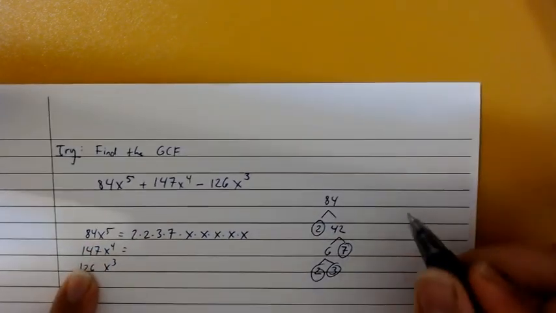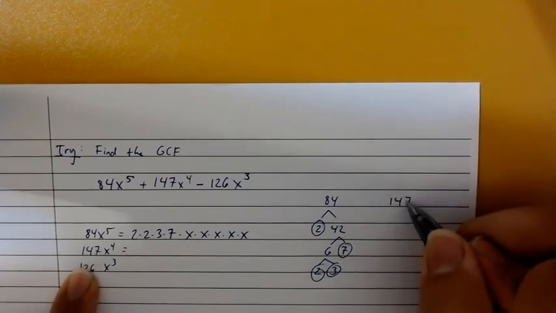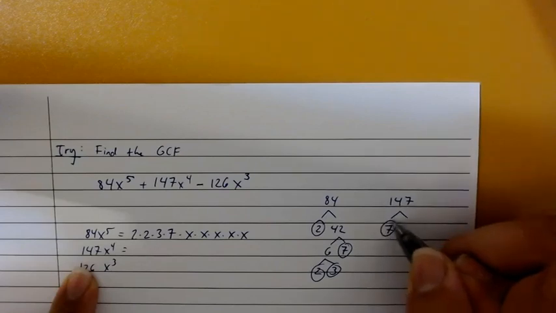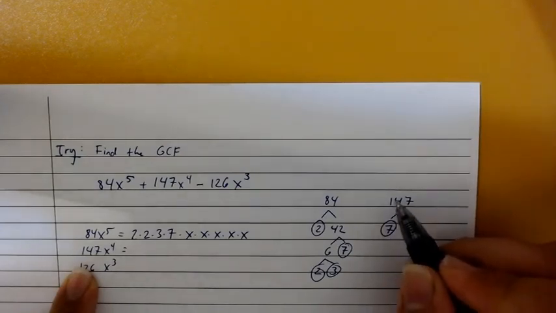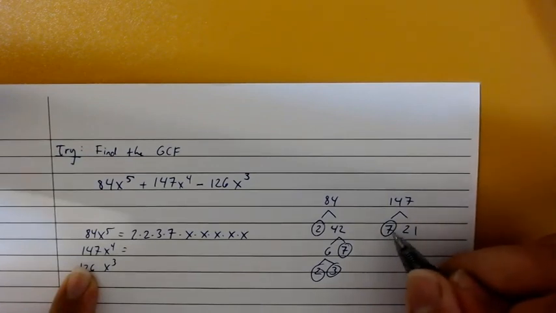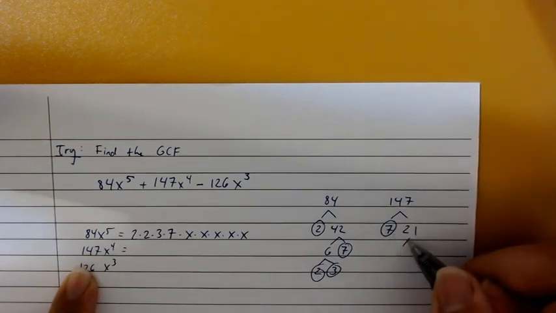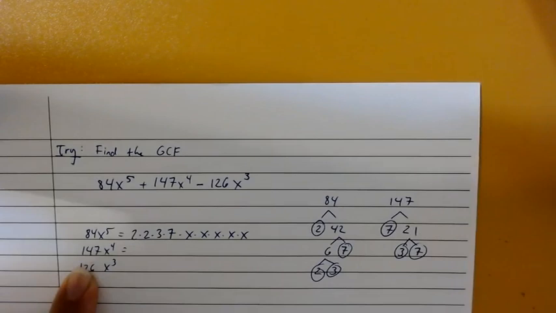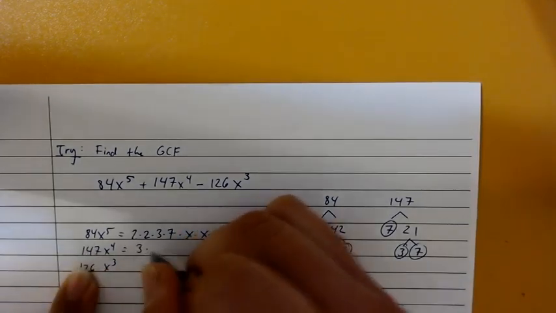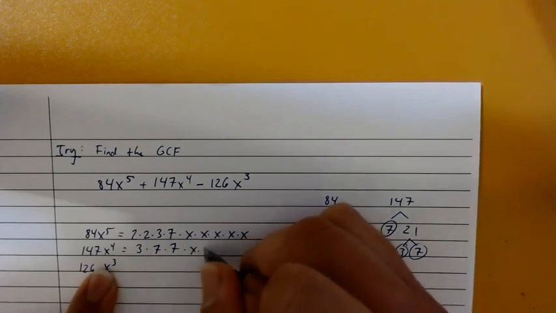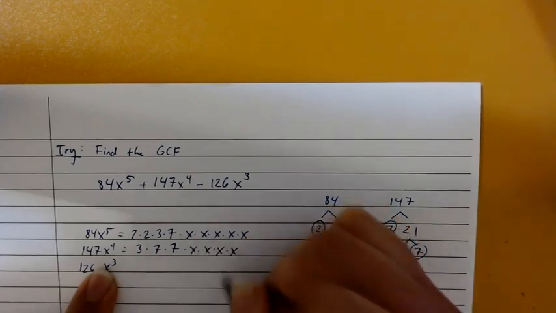All right, let's try the next one. We're going to take 147. Notice 147 can be divided by the number 7. Because if we divide that by 7, that's what? 21. Okay, so 7 is a prime number already, but 21 is 3 times 7. All right, there we go. So 147 is 3 times 7 times 7. And then x to the 4th is 4 copies of x multiplied together.